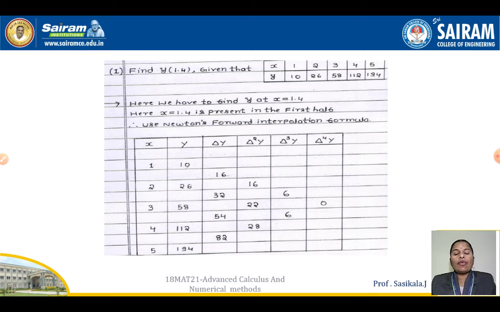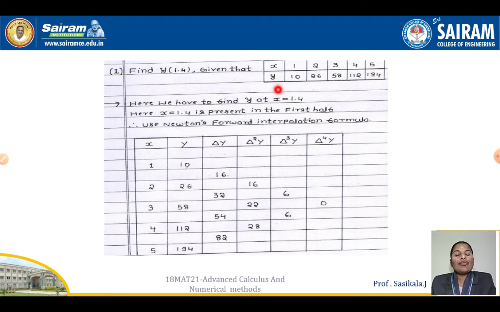The question is: find y of 1.4, given that x is 1, 2, 3, 4, 5 and y is 10, 26, 58, 112, 194. Here we have to find y at x equal to 1.4. So the question asks for y of x at x equal to 1.4. Find a y value from the given data.